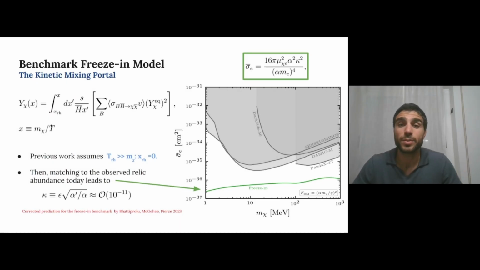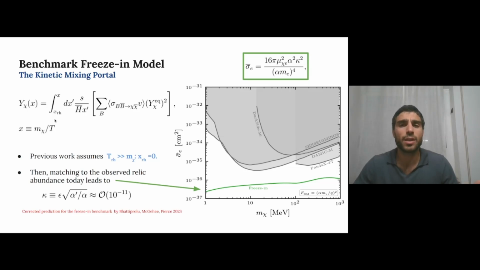In fact, when obtaining this benchmark curve, we took the initial value of x, which again is simply the ratio between the dark matter mass and the temperature of the standard model bath, to be 0. This is because in the typical scenario, the reheating temperature is always taken to be above the dark matter mass.